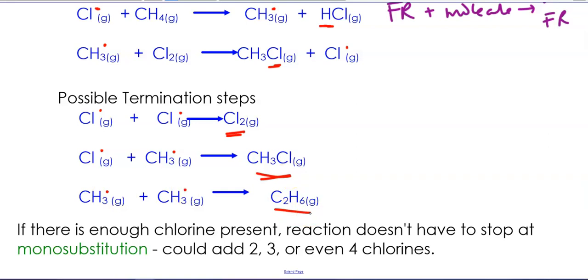If there's enough chlorine present, each reaction doesn't have to stop at monosubstitution, which means it wouldn't have to be just one chlorine at a time. It could be multiple chlorines at a time. All right, so that is how alkanes react.